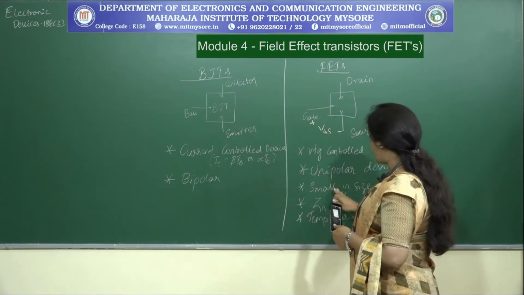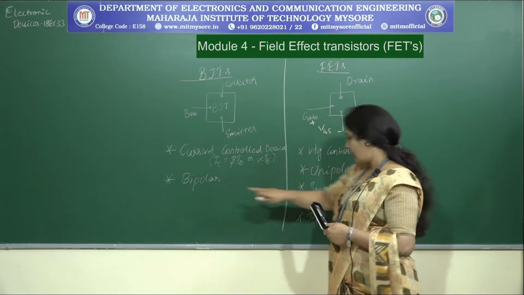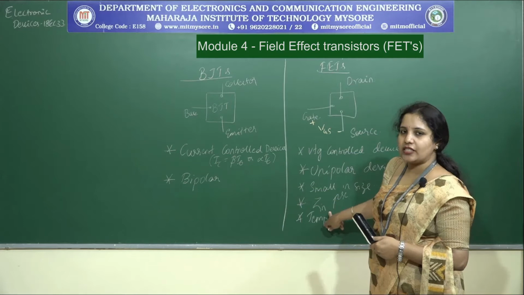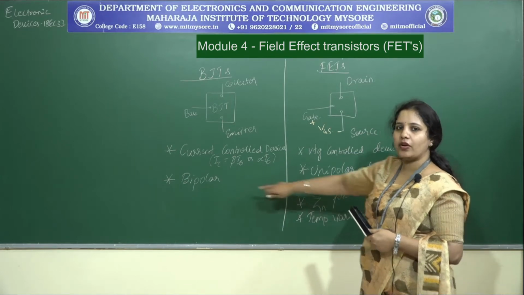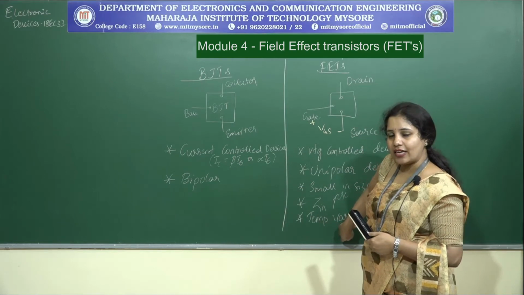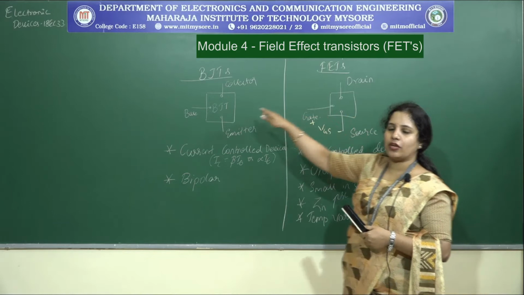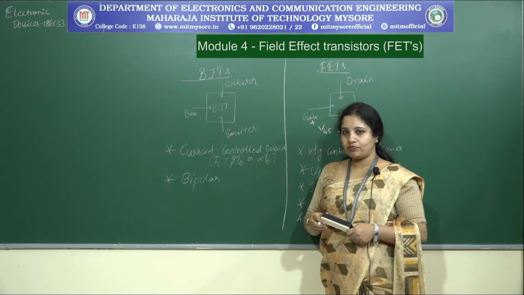So what you will write here: the size is small for BJTs, the size is large when compared to that of FETs. Here the input impedance that you can see in the MOSFETs is greater when compared to that of BJTs, whereas the stability of the device against temperature variations is good in case of FETs when compared to that of BJTs.